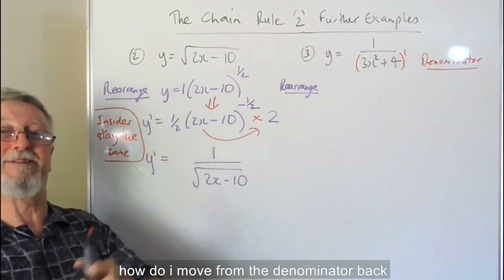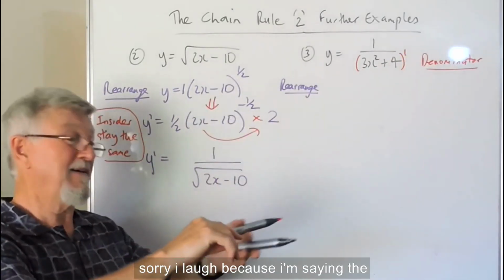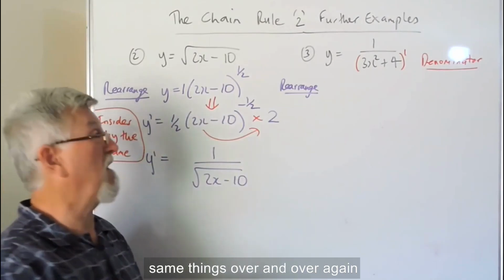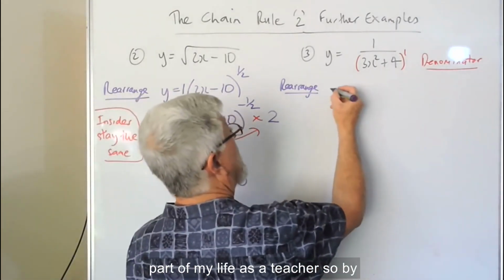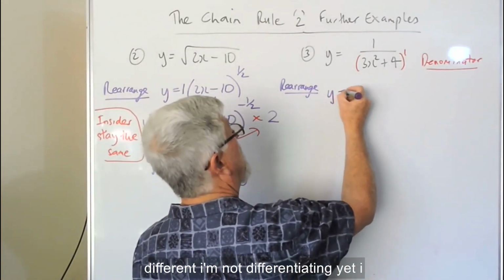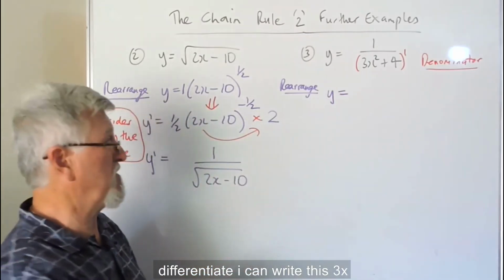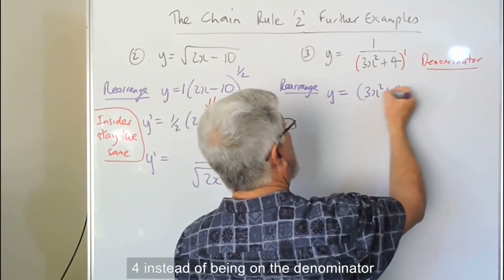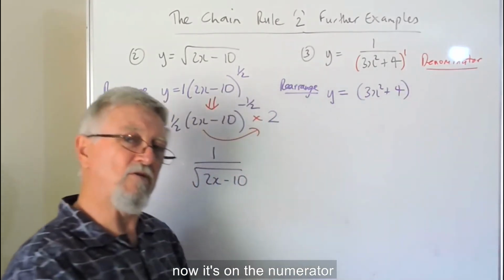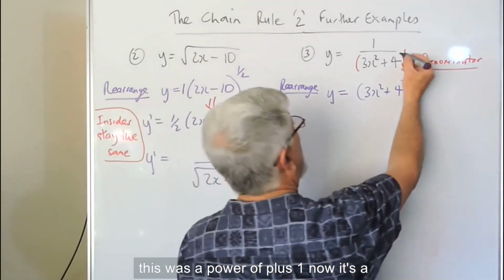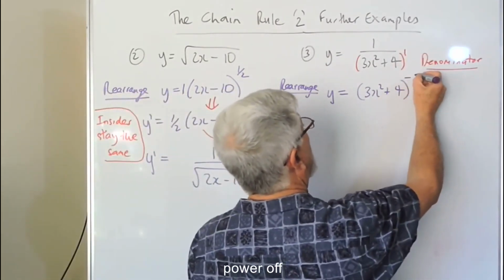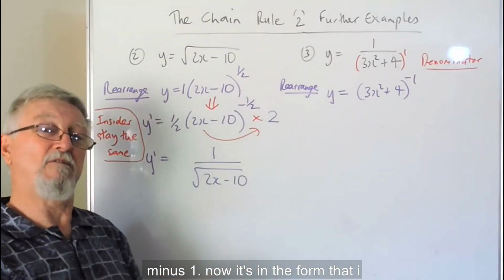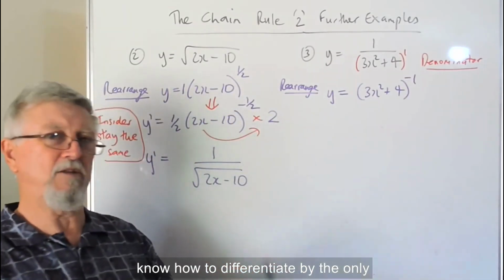How do I move from a denominator back to a numerator? Sorry, I laugh because I'm saying the same things over and over again. Part of my life as a teacher. So if I'm not differentiating yet, I can write this 3x squared plus 4, instead of being on the denominator, now it's on the numerator. This was a power of plus 1, now it's a power of minus 1. Now it's in a form that I know how to differentiate by the power rule.